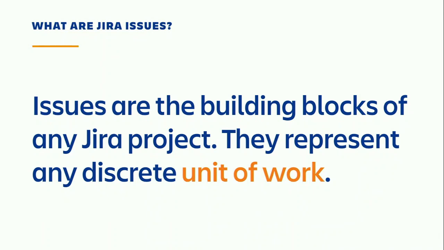So what are Jira issues exactly? I think the best way to think about this is that they're essentially building blocks for any Jira project, and they represent any discrete unit of work. So we have many software teams using it to track bugs, software development tasks. You could also do incidents, or maybe even requests. It's pretty much a number of different ways that you can capture work, move that through a workflow in the context of a project.